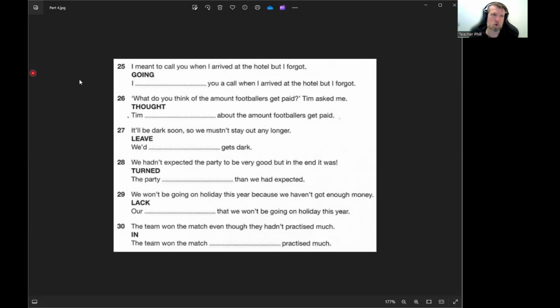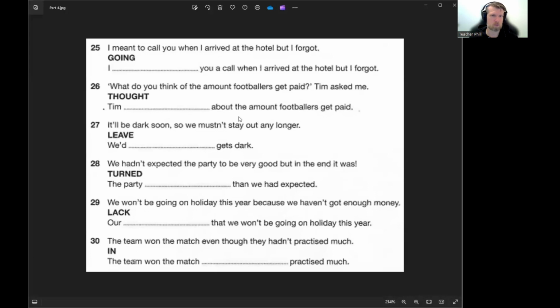So my go-to strategy here, and let me zoom in a little bit more, is typically to eliminate all the information that is the same in both sentences. So in our first example here, you can see that the last part is exactly the same. It says here, when I arrived at the hotel, but I forgot. So this is exactly the same, which means we don't have to worry about this part. If you cross it out, it disappears from your consciousness. You are not even aware of it anymore. And by reducing the amount of information, we can focus on the parts that are truly important.